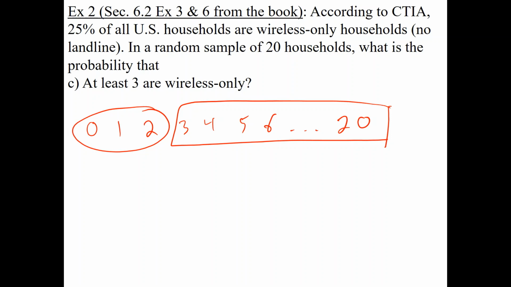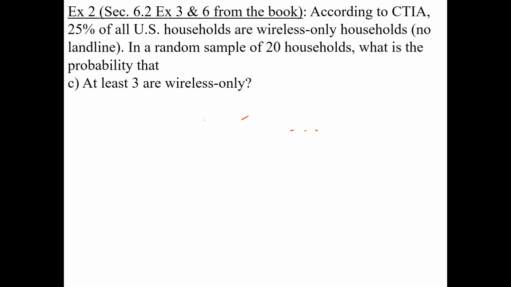But that's exactly what we found in part B. Part B said find the probability of fewer than 3 wireless only households. So fewer than 3 was this one. So we already found this probability. So to find the probability of the event in the rectangular box there, it's going to be 1 minus the probability of the one that's circled there. Okay, so now we can go ahead and show the work for this.